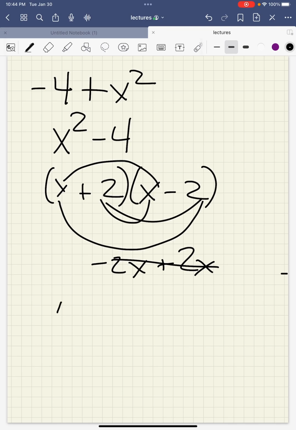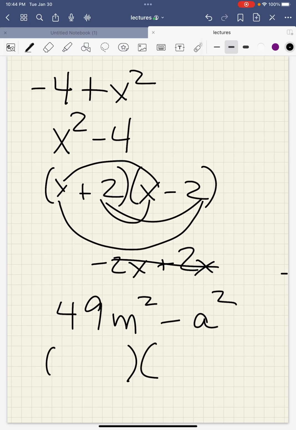So the next one is 49m squared minus a squared. It's two terms. And we know the square root of each one of them, so it fits that pattern. The square root of 49m squared is 7m. Put that in both positions. The square root of a squared is a. One is a positive, one is a negative. That's all there is to it.